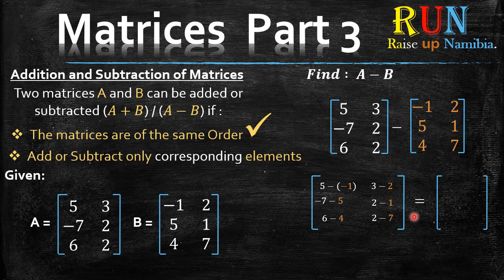From here we subtract, which is 5 minus negative 1, which will give us 6. Negative 7 minus 5 will give us negative 12. 6 minus 4 will give us 2. 3 minus 2 will give us 1. 2 minus 1 will give us 1. 2 minus 7 will give us negative 5. And that's your final answer. Okay?